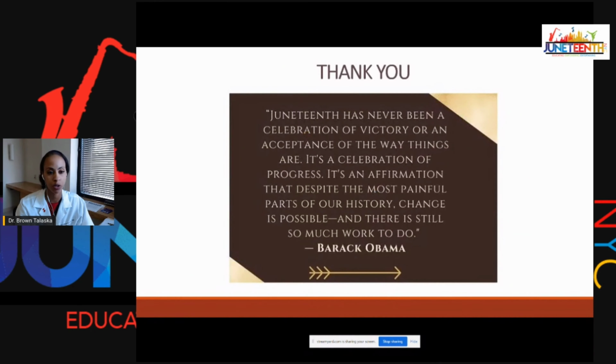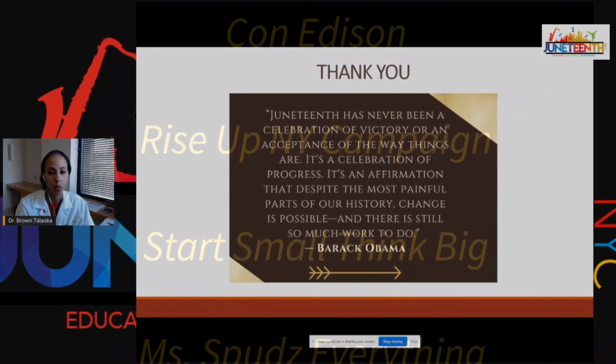And then in honor of Juneteenth, I thought it fitting to have a quote from Barack Obama, which says, Juneteenth has never been a celebration of victory or an acceptance of the way things are. It's a celebration of progress. It's an affirmation that despite the most painful parts of our history, change is possible. And there still is so much work to do.